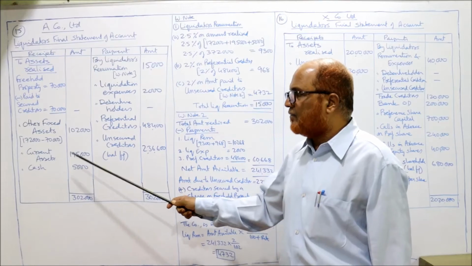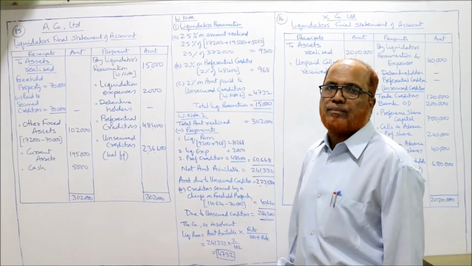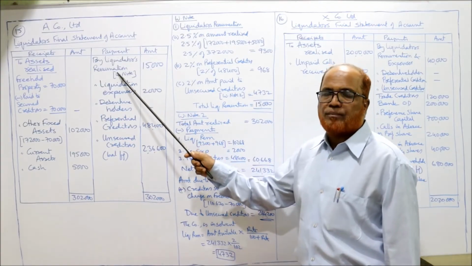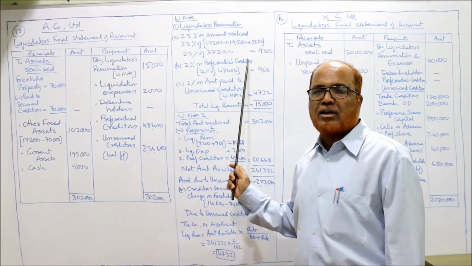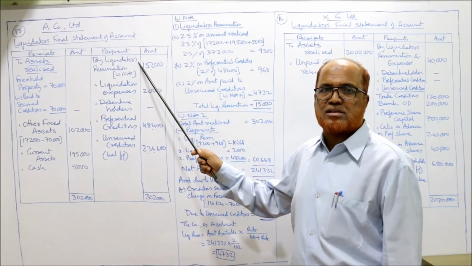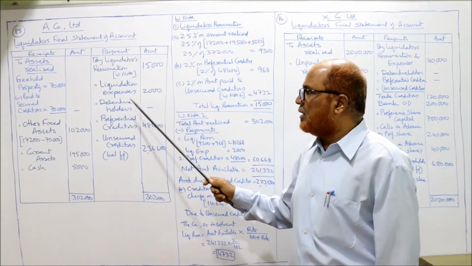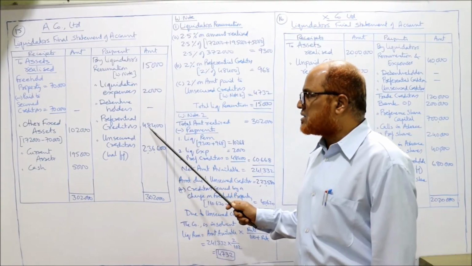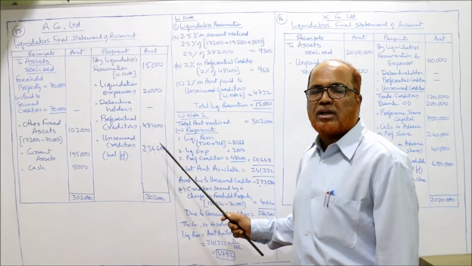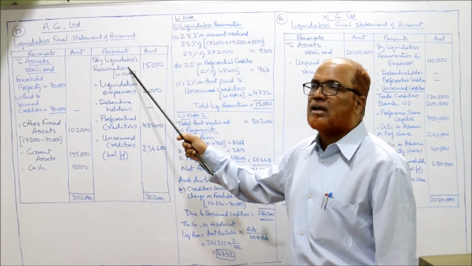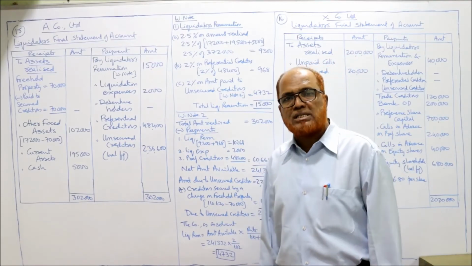Current assets are 1,95,000, cash is 5,000. So total amount realized is 3,02,000. Now payment, liquidator's remuneration. In bracket you write a working note. Don't take the amount. We'll calculate that in working notes and then we'll come back to liquidators final statement of account. Liquidation expenses are given 2,000. Directly you take it. Debenture holders are not there. Preferential creditors are 48,400 given in the problem. Unsecured creditors, don't take the amount. After finding out liquidator's remuneration, then only we can get how much amount is paid finally to unsecured creditor.